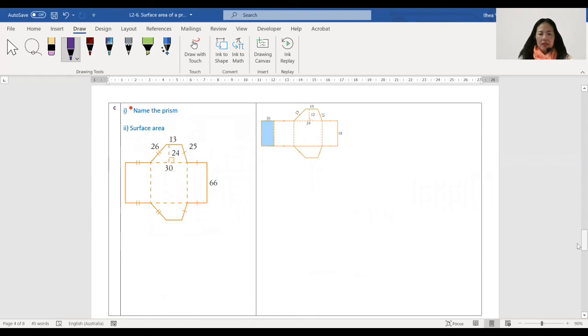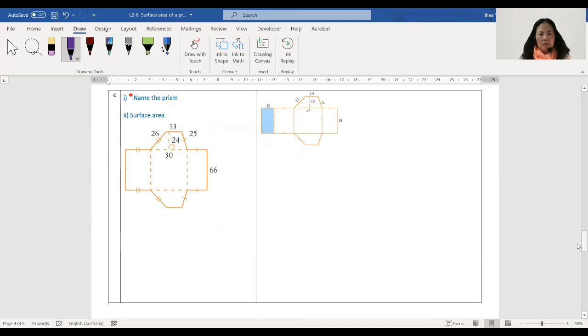Part C. Now, this is a little bit different type of question. It gave us the net first. So this is the net, and then it's asking us, name the prism. So we know this one, the front and the back, the face we got here is a trapezium, right? So it has to be a trapezoidal prism. But something is missing here, isn't it?